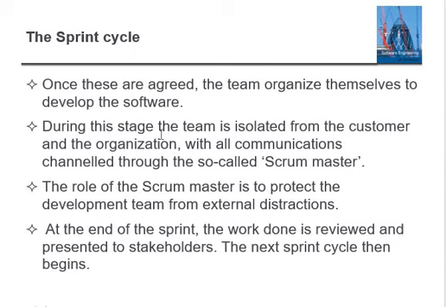During this stage, the team is isolated from the customer and the organization, with all communication channeled through the so-called Scrum Master. The role of the Scrum Master is to protect the development team. So ultimately, the sprint cycle is nothing but the start of development. Communication is directed to the Scrum Master, who acts as a team leader. There will be a Scrum call every day. If we have worked today, tomorrow morning we will have the Scrum call. We will discuss yesterday's progress, what we will do today, and what we will do tomorrow. This is the daily meeting that we have.